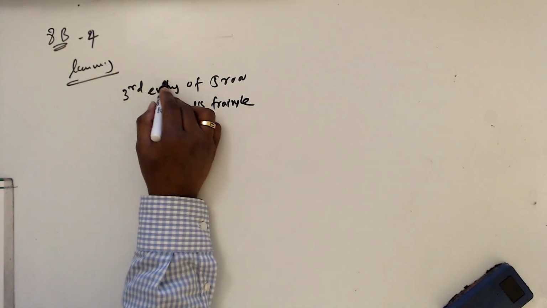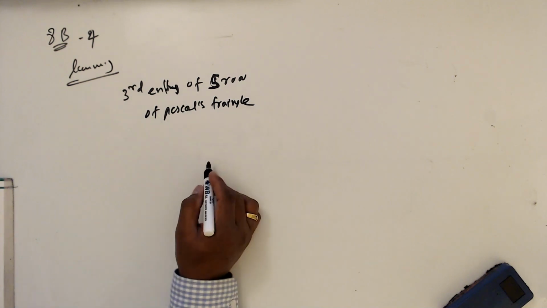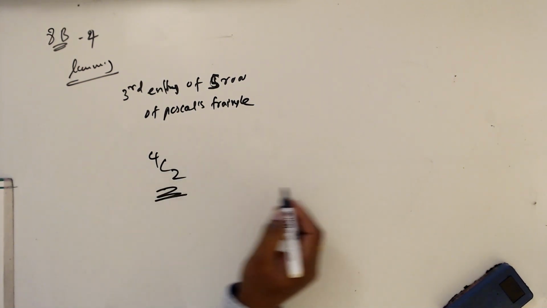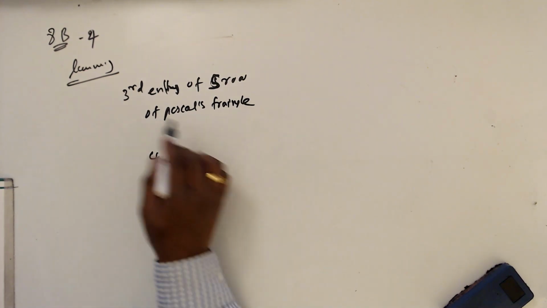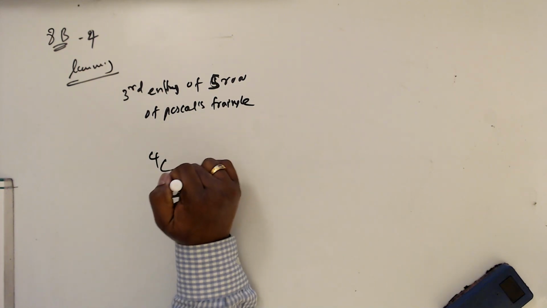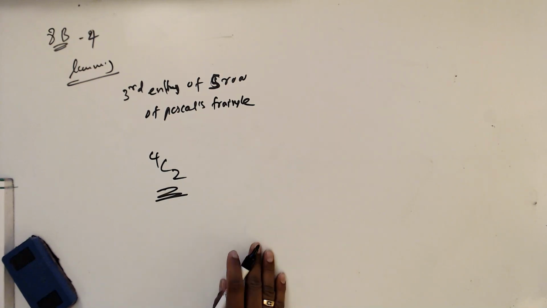Third entry of fifth row is 4C2. We understand this. Third entry of fifth row of Pascal triangle is 4C2. How do you work out this one?